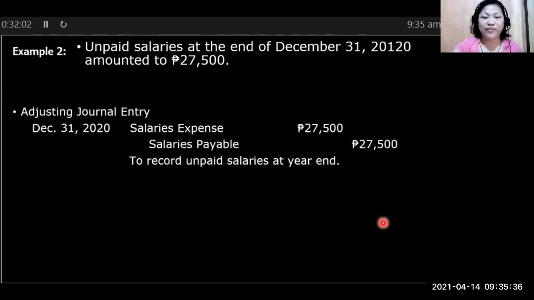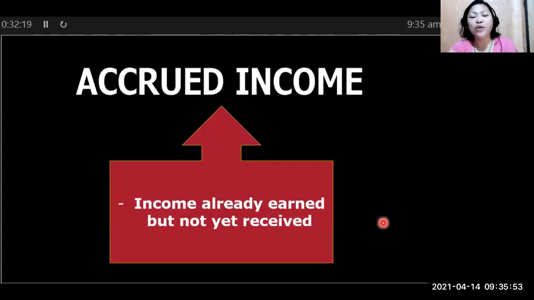So that is what we call accrued expenses: expenses already consumed but not yet paid. You are going to recognize them as a liability. Now, let's have also what we call accrued income.